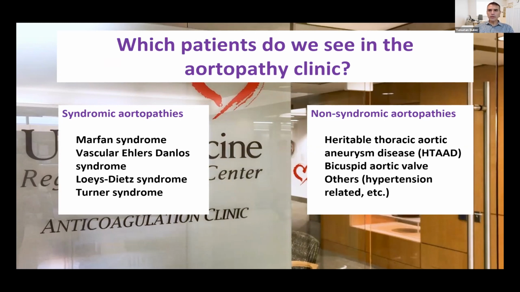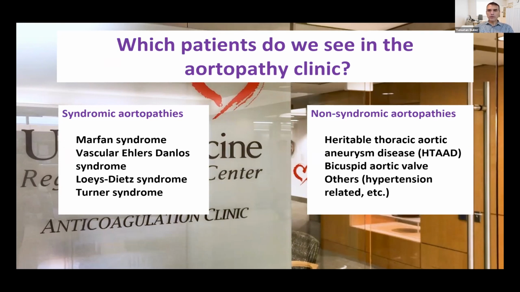And for the non-syndromic aortopathies, we would see this larger sack of diseases that is called heritable thoracic ascending aortic aneurysm disease, or HTAD. Some of you may be familiar with the acronym FTAD. F is for familial, it's the same thing.